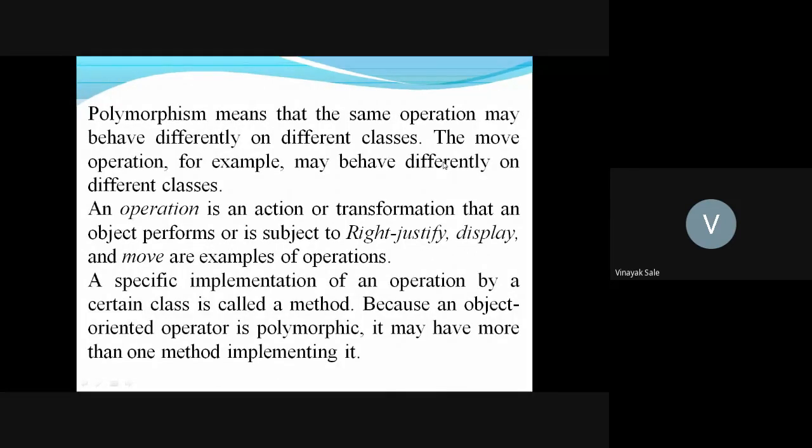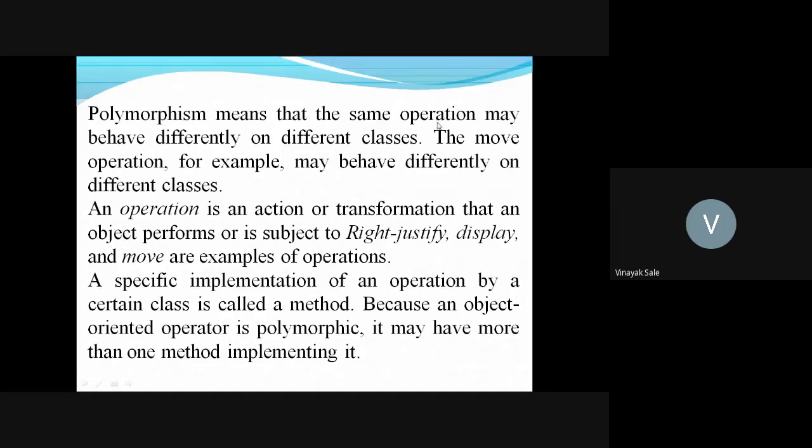Next part is polymorphism. Polymorphism is a Greek word. Poly means many, morphism means forms: many forms under one name. That is polymorphism. That is, the same operation may behave differently on different classes. An example: suppose my class is a shape. Shape contains vertices, sides, angles.